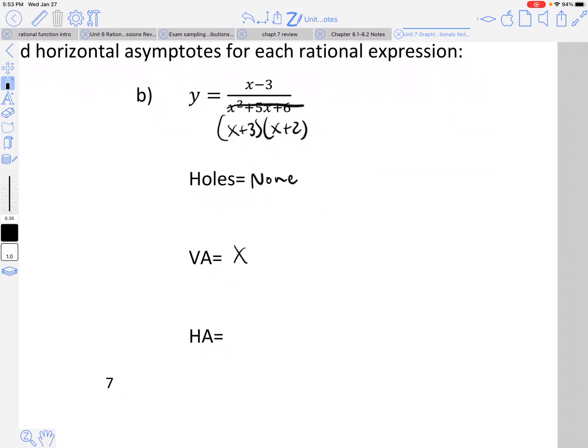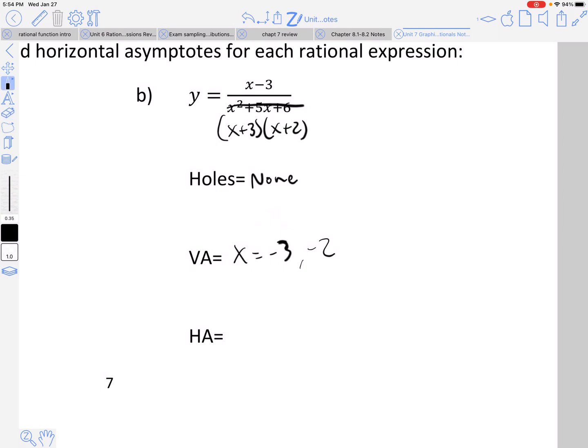We have a vertical asymptote at -3 and -2. I just set both of those equal to 0. Points of discontinuity are my vertical asymptotes, okay? Because this graph can never go to where the answer is 0, and it'll become 0 at -3 and -2. So we have a vertical asymptote. The graph just won't appear there.